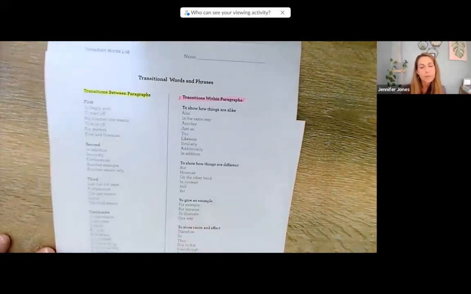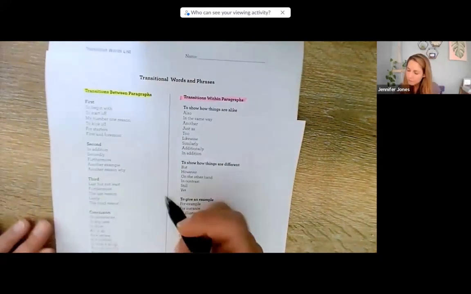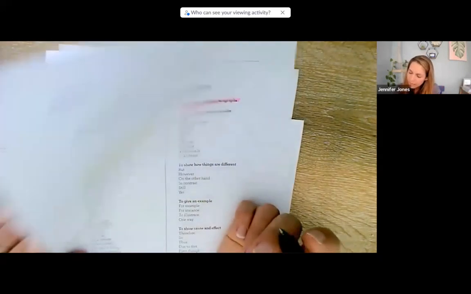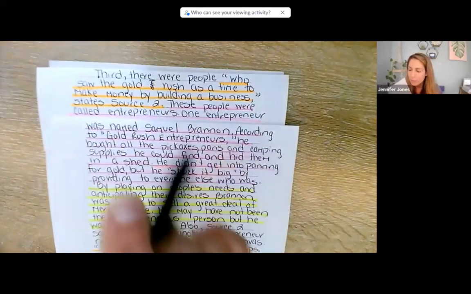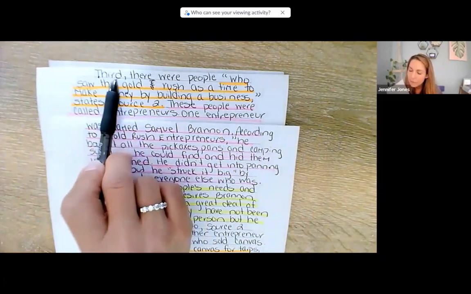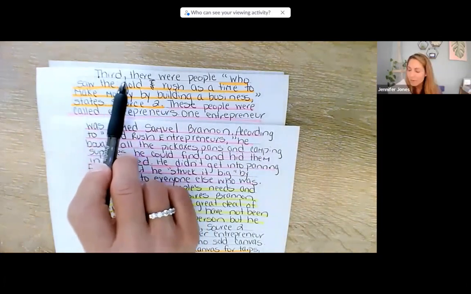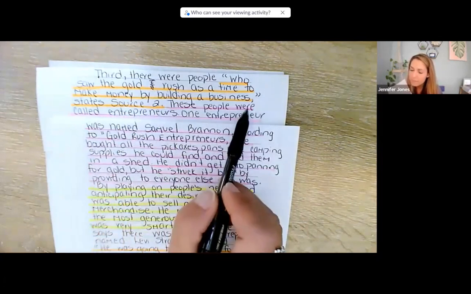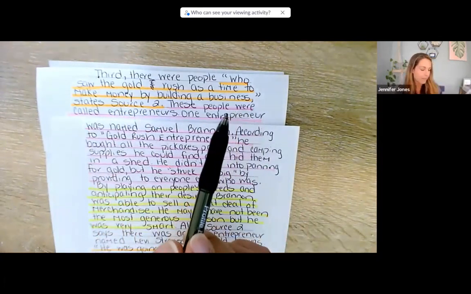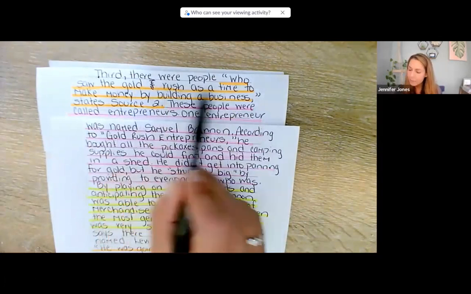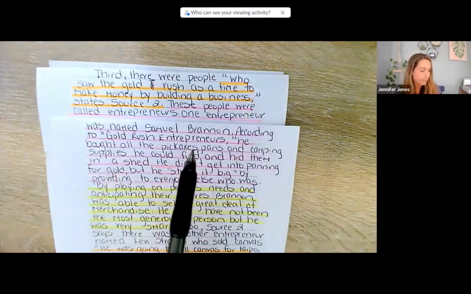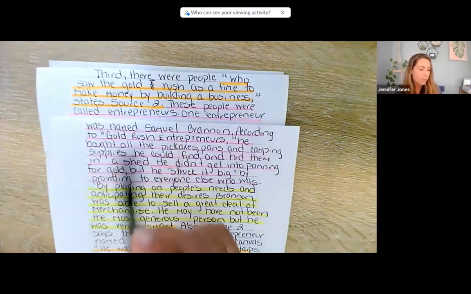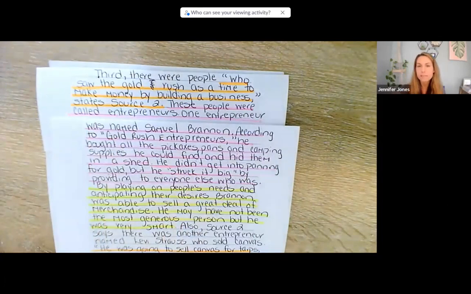Let's see. I think I'm going to use the word... I want to use furthermore or lastly. Let's see what would make sense. Would it make sense if I said, furthermore, there were people who saw the gold rush as a time to make money by building a business? Would it make sense if I said, lastly, there were people who saw the gold rush as a time to make business? Would it make sense to say last but not least? I think I like furthermore.